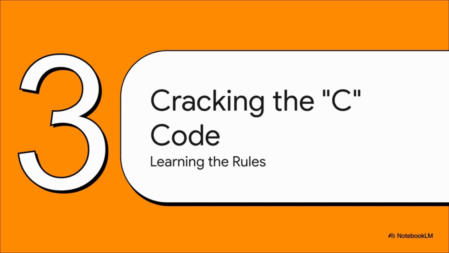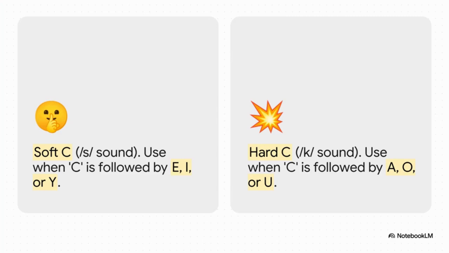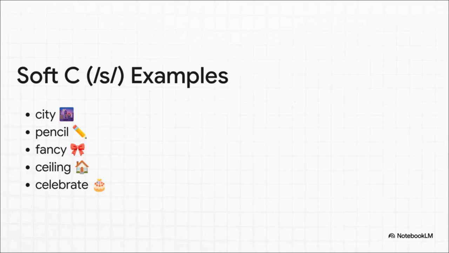Okay, so now that we know why it's so weird, let's get practical. Because believe it or not, there are rules that can help. Let's start by cracking the code for that tricky letter C. The secret to C is actually pretty simple. It all depends on the very next letter, specifically the vowel right after it. So if the C is followed by an E, an I, or a Y, you get that soft S sound. But if it's followed by an A, O, or U, you get the hard K sound. Simple as that.